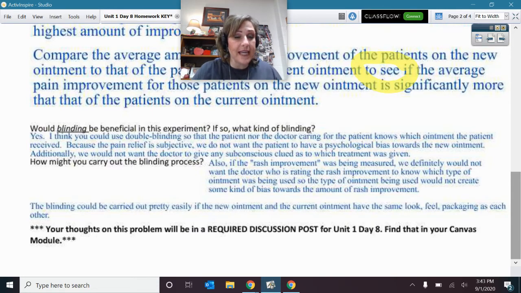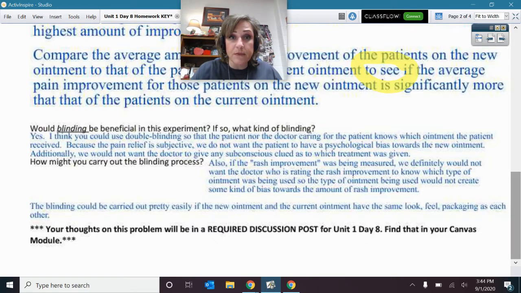Okay, so I said, yes, I think you could use double blinding so that neither the patient nor the doctor caring for the patient knows which ointment the patient received. That was just me explaining the definition in context right there. Neither the patient nor the doctor caring for the patient knows which ointment the patient has received. And here's what I put for why that's important.